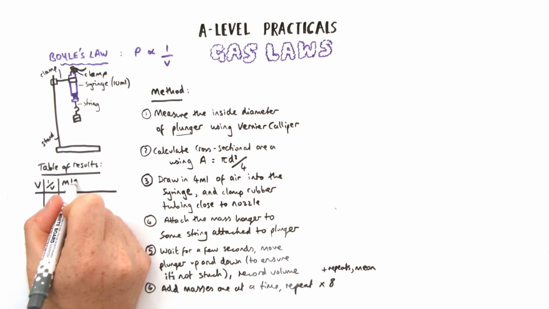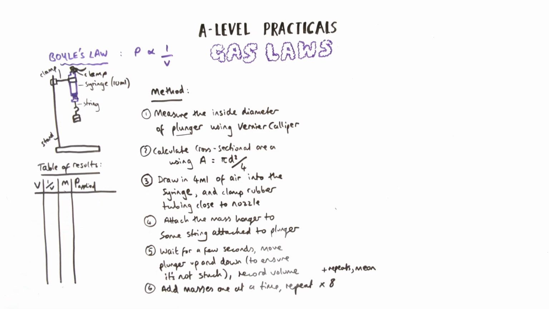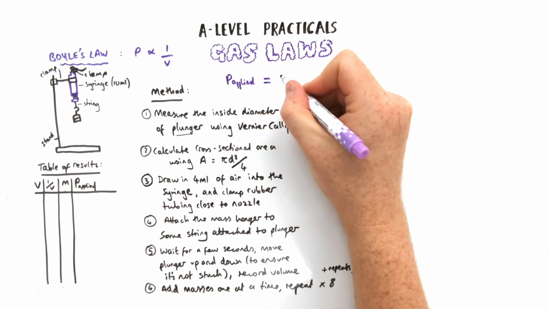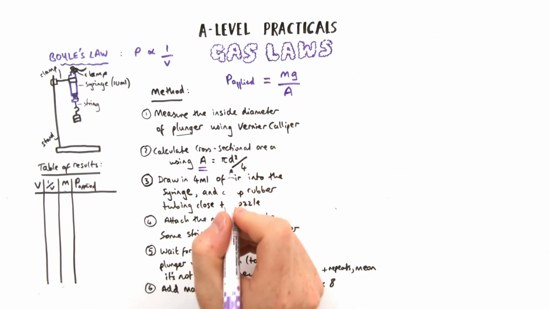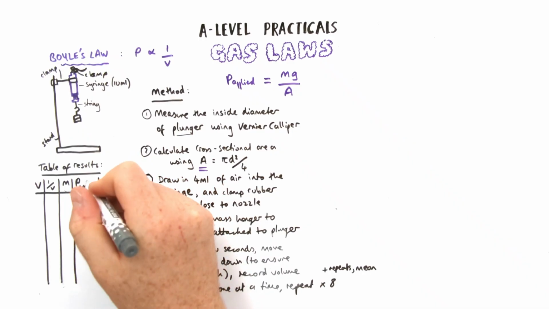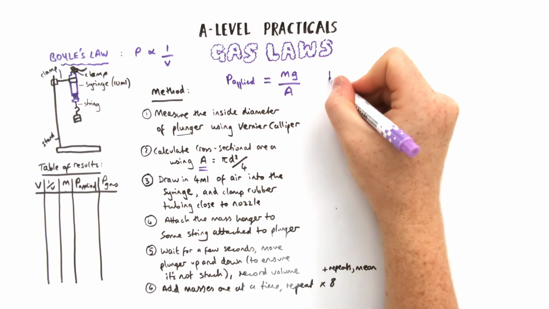Now, to find the pressure, we're going to need to do the force divided by area. In this case the force is weight, so it's mg, the mass we've measured in kilograms, times by 9.81, divided by the cross-sectional area in meters that we calculated earlier. However, that's only the pressure we're applying, that's not the actual pressure of the gas. As we apply pressure downwards on the syringe, we're actually decreasing the pressure in the gas.